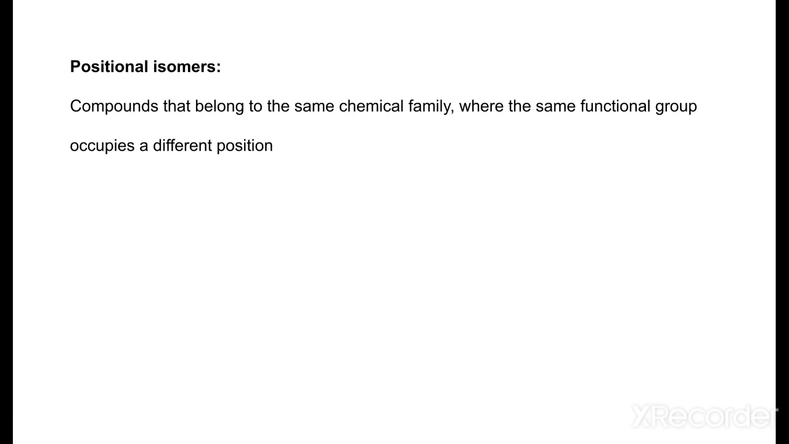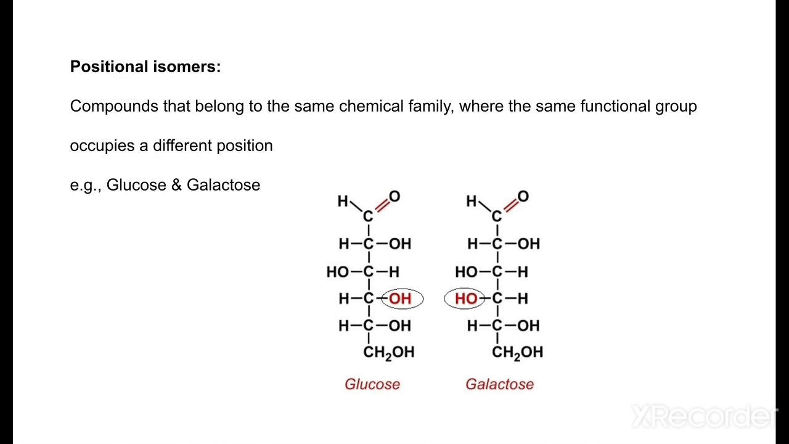Now the next type is positional isomer. What is a positional isomer? Two or more compounds that belong to the same chemical family where the same functional group occupies a different position in each molecule are called positional isomers. It is related to the position of a particular functional group. Look at this. The best example of positional isomers is glucose and galactose. The chemical formula is the same, C6H12O6. Now see where the difference is.